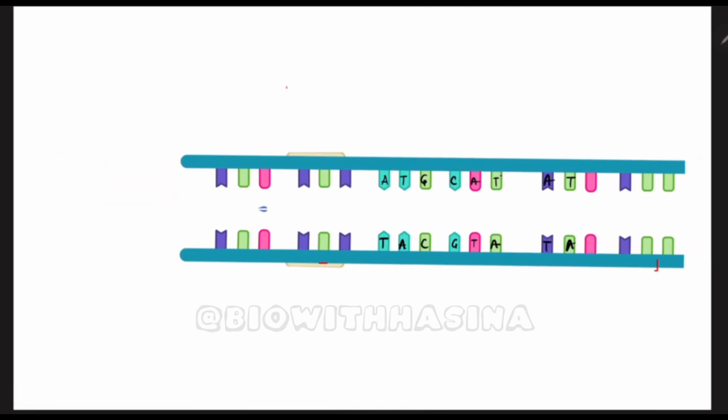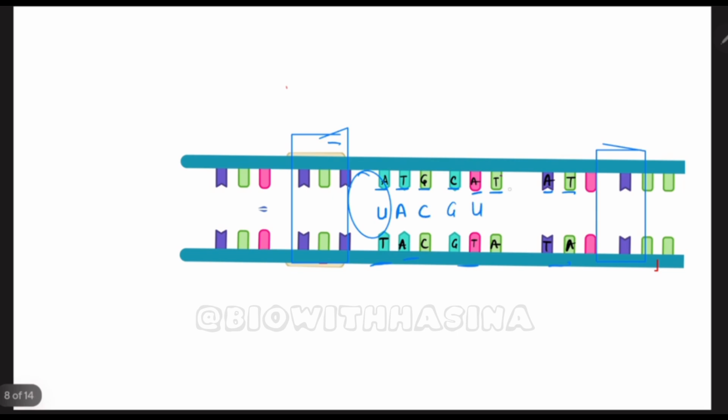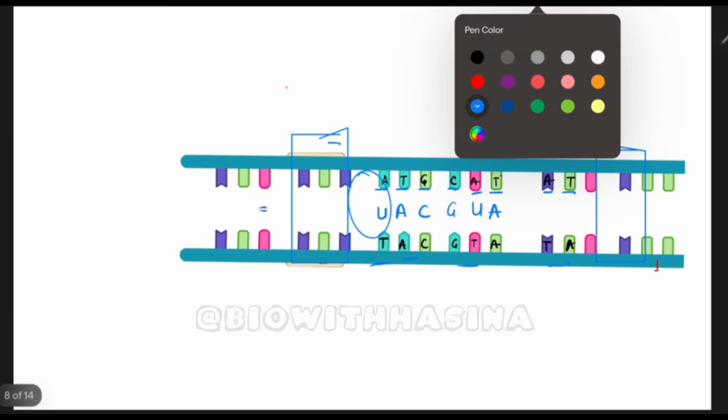Let's see ahead. For example, these are your base pairs: adenine, thymine, guanine, cytosine, adenine, thymine, adenine and thymine, and these are their complementary base pairs. When this was your promoter, terminator, when your RNA polymerase is going ahead, it is adding the RNA base pairs. For A we have U, for T we have A, for G we have C, for C we have G, for A we have U, and for T we have A.